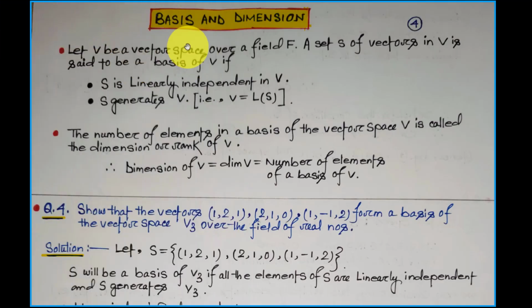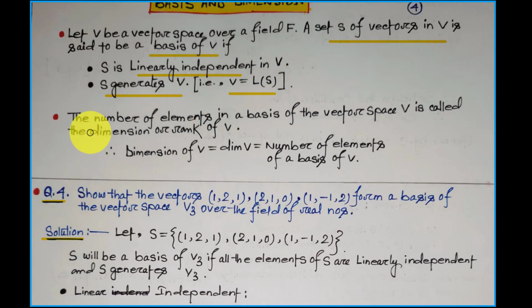So come to the definition of basis. Let capital V be a vector space over a field capital F. A set capital S of vectors in V is said to be a basis of V if S is linearly independent. You know how we can show the elements of a set are linearly independent. So first we have to verify S is linearly independent in V, and then S generates V, that is V equals the linear span of capital S.